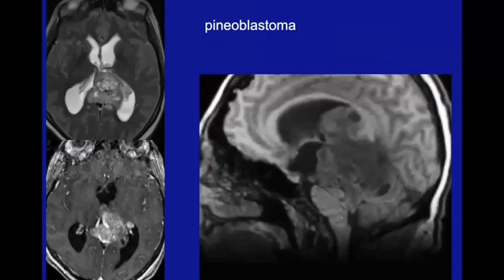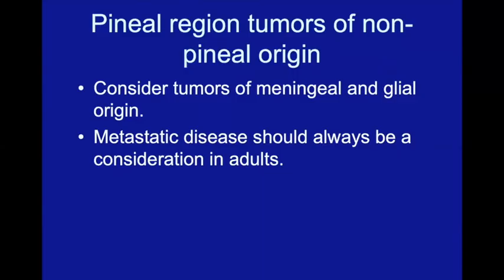And so this is what it looked like on the T2 weighted scan, post-contrast. You can see this large, extensive tumor, largely solid. This is another pineoblastoma. So again, high-grade pineal cell tumor. Now, you should also consider tumors of meningeal origin because the tentorial leaves are very close, and tumors of glial origin. Consider metastatic disease in all adults.